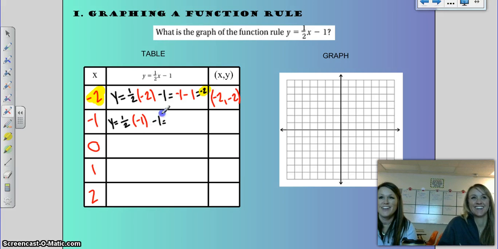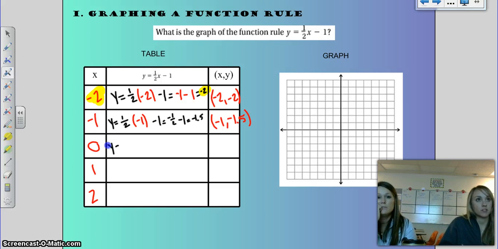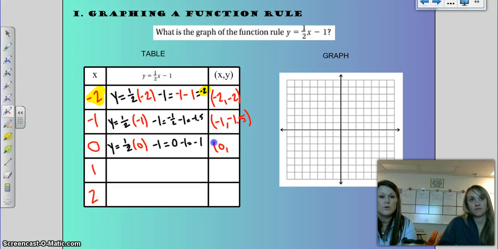Okay, so half times -1 minus 1. Half of -1 is -1/2. So -1/2, minus 1 is -1.5. So -1 is our x, comma, -1.5. Now 0. I love working with 0. Zeros are awesome. So we can't divide by 0, because then the world will explode. All right, so 0 minus 1 is -1. So now we have 0, -1.